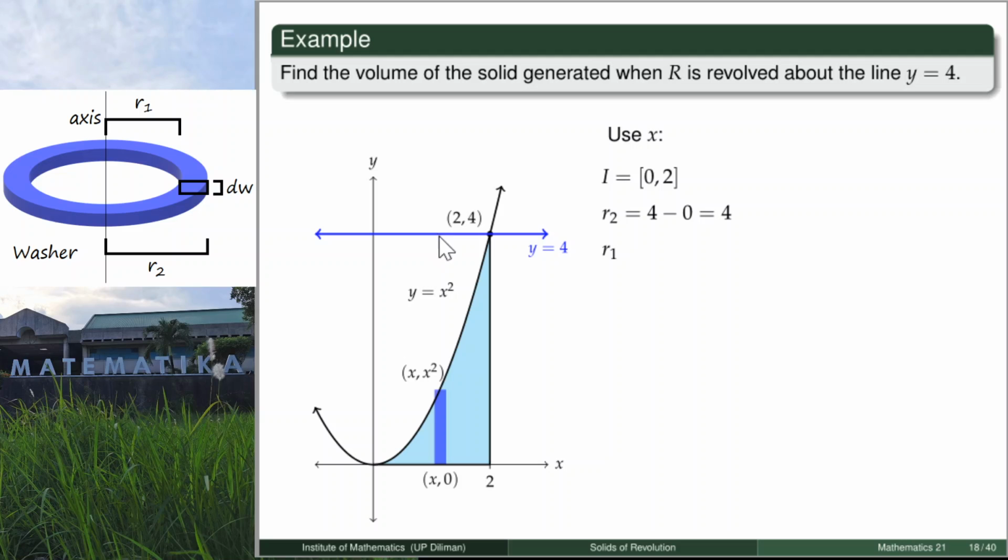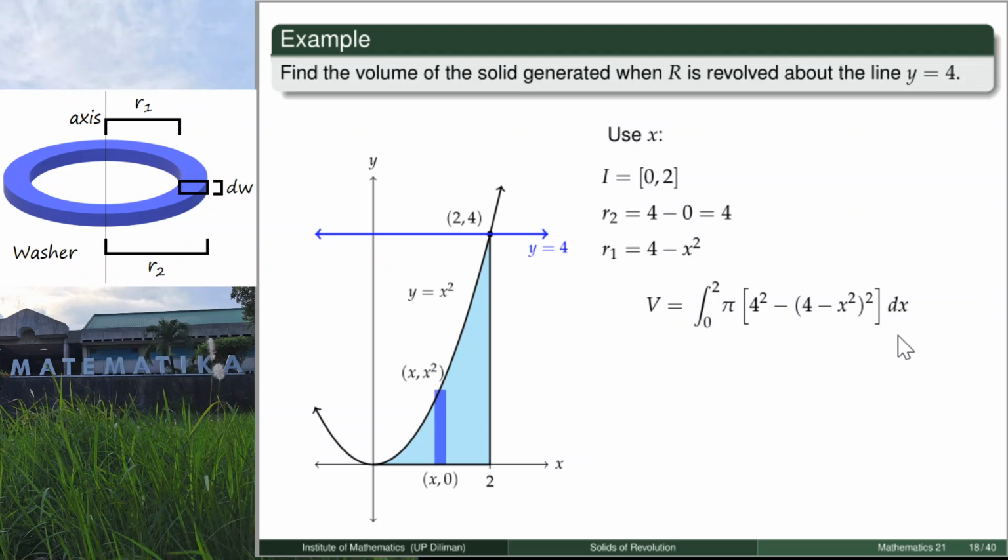So inner radius is from axis going to the nearer end of the rectangle. So this point. Okay? So what is this vertical distance? So again, y up is 4, and then minus y down. So this now is x squared. Okay? So because it belongs to this graph. Okay? So it's 4 minus x squared. And plug it in to our formula for volume. So volume is integral from 0 to 2 of pi. So R2 squared is 4 squared minus R1 squared, this is x squared, times dx.